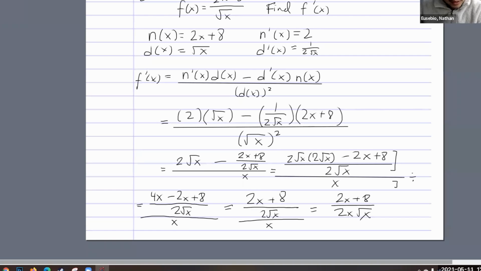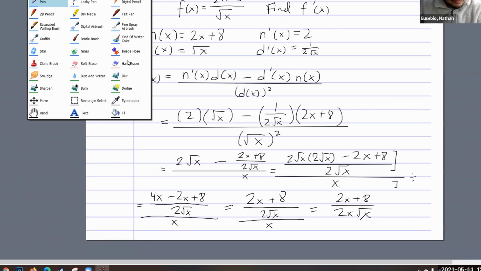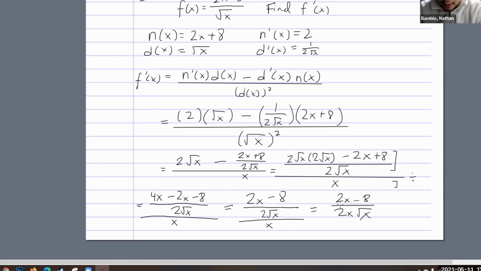In this example, I missed the minus sign again. Not to worry. And again, we can keep going. Let me show you how. We factor out the 2 to get x plus 4 over 2x root x. Divide both the 2's out. And my final answer is x plus 4 over x root x. And that's my final answer.